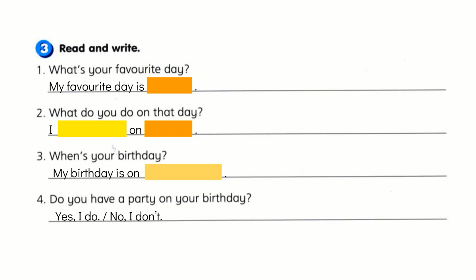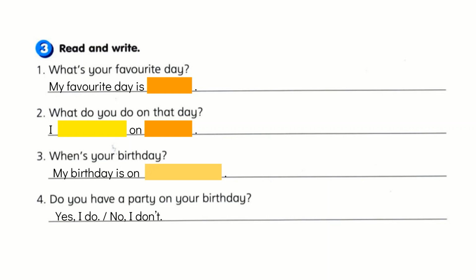Activity 3. Read and write. For this part, the colored blanks are for you to choose your own answers. So for example, the question for number 1 says, what's your favorite day? You should answer, my favorite day is... Now in that orange blank, you should fill it in with any day you like. And remember your full stop.